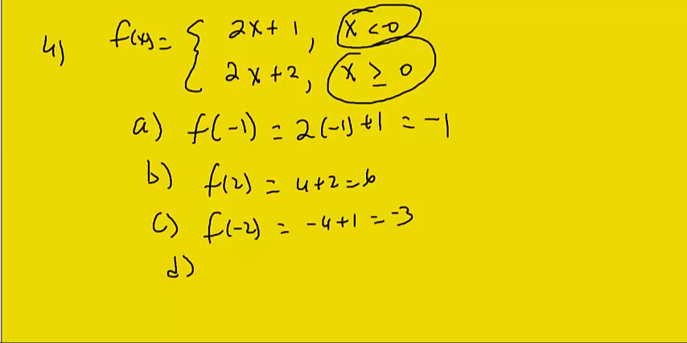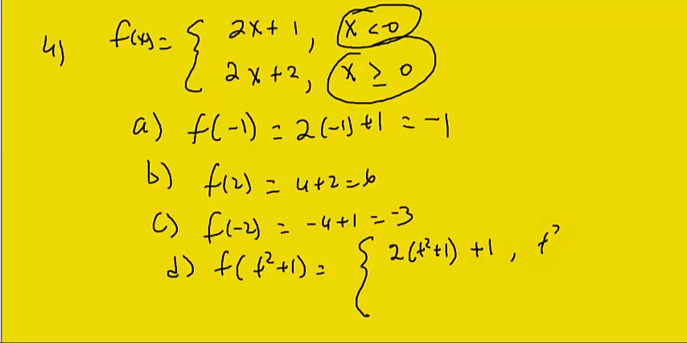D. Okay. F of t squared plus 1. Which one do I use for this one? I've got to use both. Every place I see an x, I'm replacing that with what right now? T squared plus 1. So it'd be 2 times t squared plus 1, plus 1, when t squared plus 1 is less than 0. I have a 2 times t squared plus 1 plus 2 when t squared plus 1 is greater than or equal to 0.